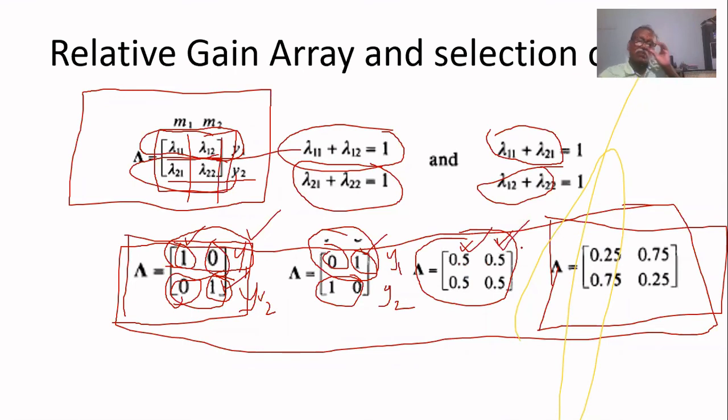Either this can be used or this can be used. Whichever is less costly or easier to control, that can be used to control y1. The same way, here also 0.5, 0.5. If you use M1 here, you have to use M2 there. If you use M2 here, you have to use M1 there.